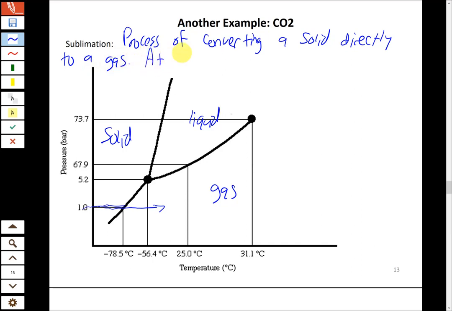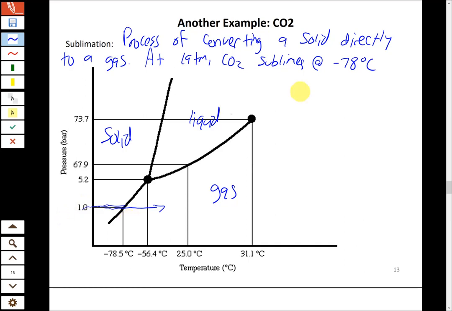So we see that for CO2 at 1 atmosphere, it's going to sublime at minus 78 degrees Celsius. So most substances can sublime if you go to really low pressures, but CO2 is a rare example of a substance that even at atmospheric pressure is going to sublime rather than melt. So at 1 atmosphere, you wouldn't see carbon dioxide melting. It would go straight from solid to gas. It would sublime.